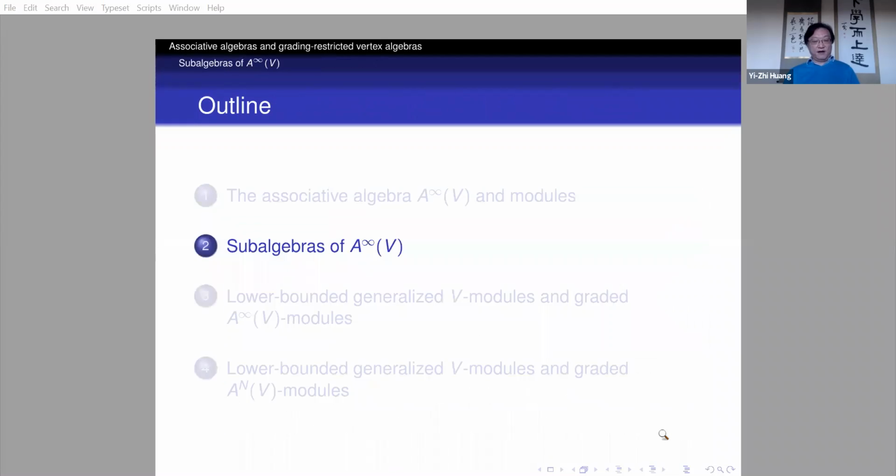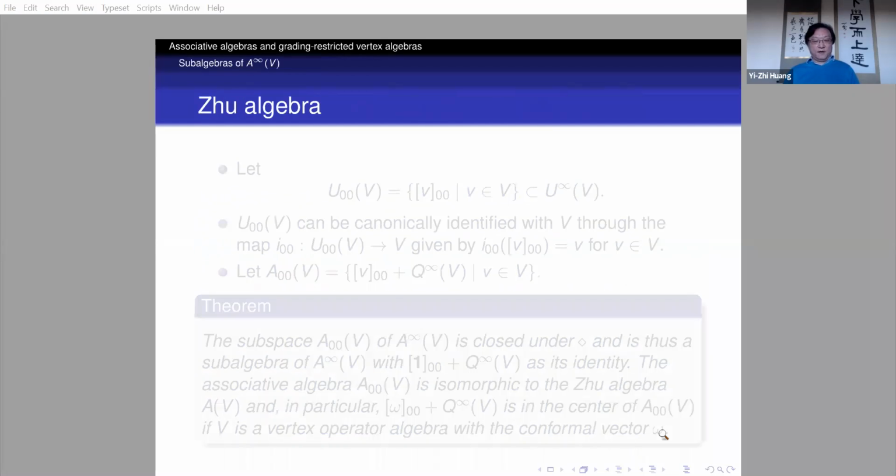Now the second part: I want to discuss the subalgebras of this A infinity V. The first is certainly to establish the connection with Zhu's algebra. So what is Zhu's algebra? Okay, it's just this.